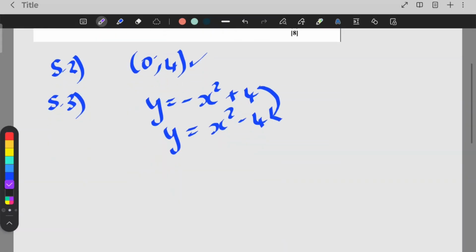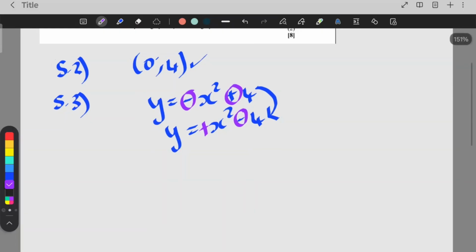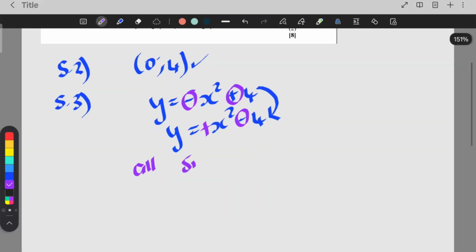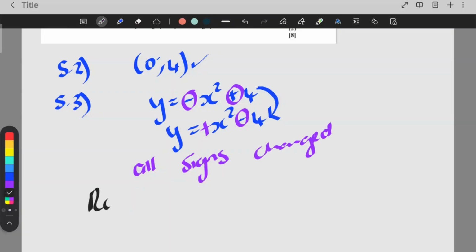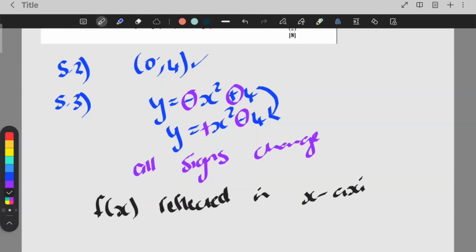Now let's look at the difference. You see, this is a minus, and now this is a plus. This is a plus, now this is a minus. You see all the signs changed. When all the signs change, we say f of x was reflected in the x-axis. So when all the signs change, our graph is reflected in the x-axis.